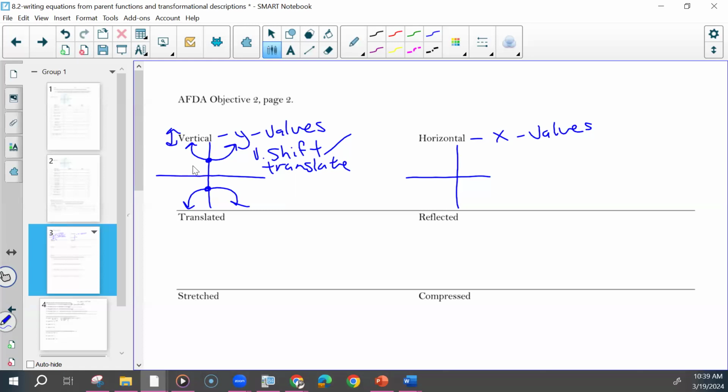I'm going to just put this on two separate ones. You're right. I drew that wrong. That's why I meant to draw two. So that can shift up or it can shift down. It starts at the origin and it either shifts up or shifts down. Thank you for catching that. Horizontal can be shifted to the right or to the left.